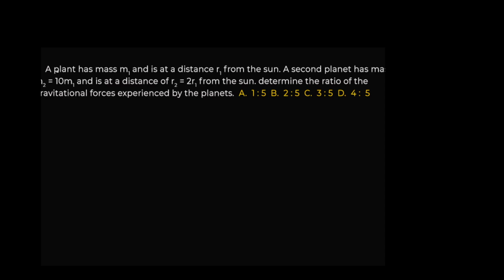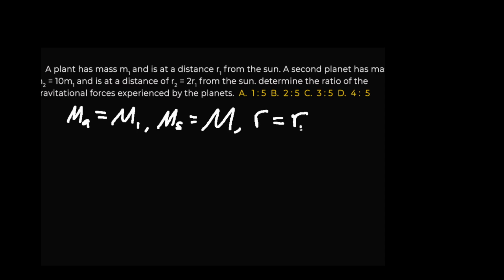Yes, sir. Okay. A planet has mass m1. Let's say planet A has mass m1, and it is at a distance r1 from the sun. The mass of the sun, let's say it is capital M. And the distance between the sun and planet A is given as R1. Are we together? So before we continue the question, let's first of all find this.